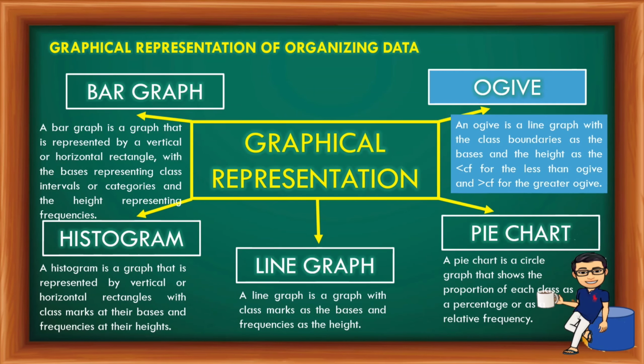An ogive is a line graph with the class boundaries as the bases and the height as the less than cumulative frequency. So the meaning of this is less than cumulative frequency for the less than ogive and greater than cumulative frequency for the greater ogive. So this is what we are about to concentrate with this presentation. So let's begin knowing about the different steps in constructing ogive.